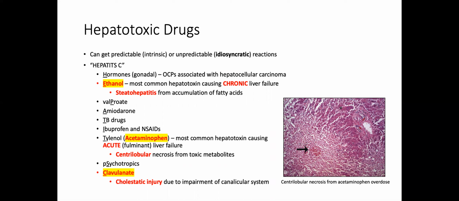Ethanol is going to be the most common cause of hepatotoxic chronic liver failure. And we've got steatohepatitis, accumulation of fatty acids. And acetaminophen is going to be the most common cause of acute liver failure. And remember, it causes that centrilobular necrosis that's in this picture. And I would make sure that I knew that. And then clavulanate can cause a cholestatic injury.